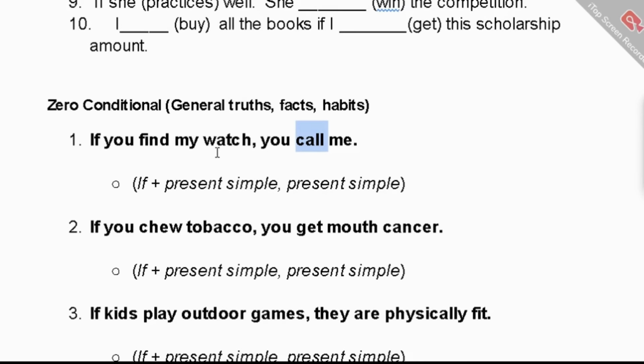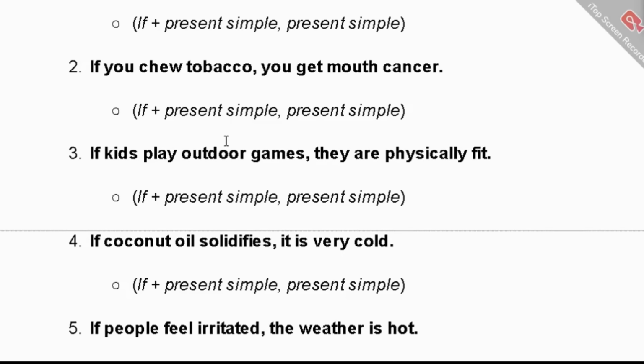Next, here we have the second one. If you chew tobacco, you get mouth cancer. Again you have the zero conditional. If you chew tobacco, chew is simple present and get is again present simple. So this is again zero conditional. If kids play outdoor games, they are physically fit. Again a general truth. Present simple plus present simple, again it's a zero conditional.